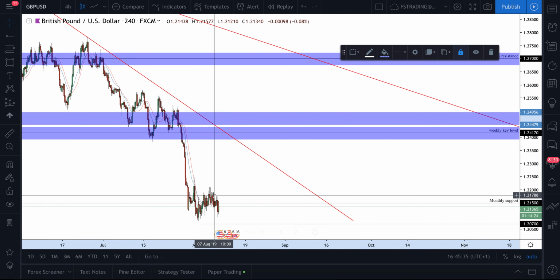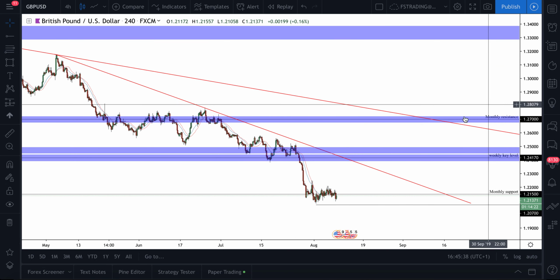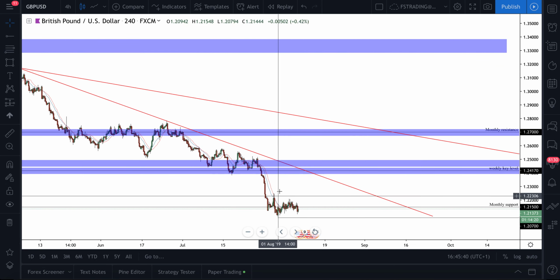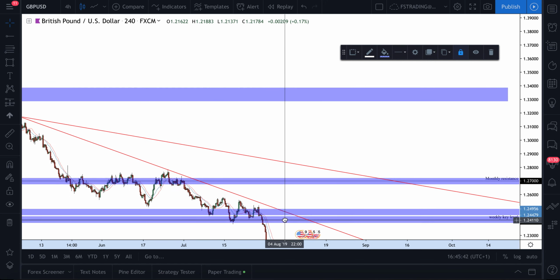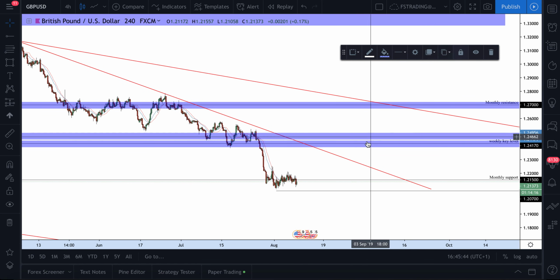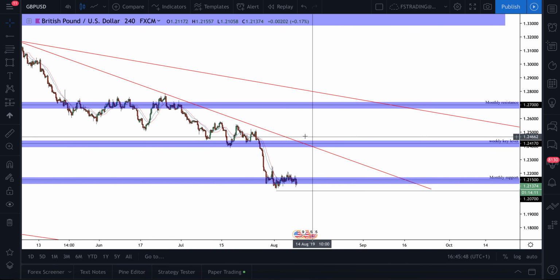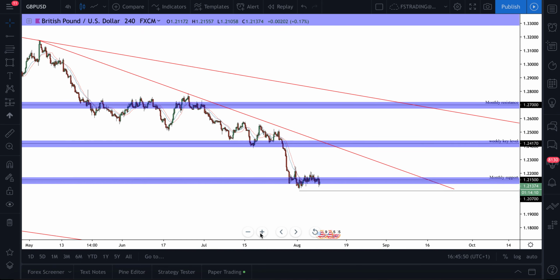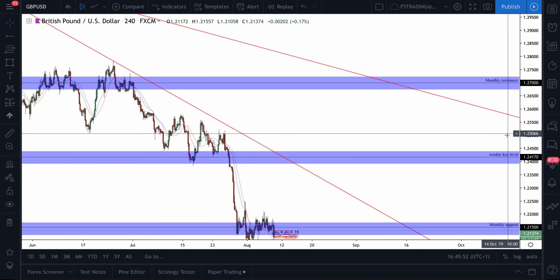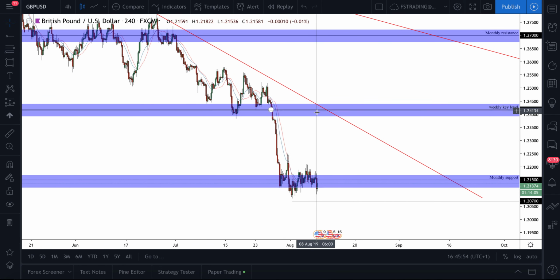So another thing that I wanted to talk to you guys about is this. Say for example now, I want to be looking at an area where price action could potentially pull back to here. I am building my confluencies. How do I do that? I am seeing that trend line is an area of dynamic resistance. I also see the weekly key level. So that's two confluencies in one area.